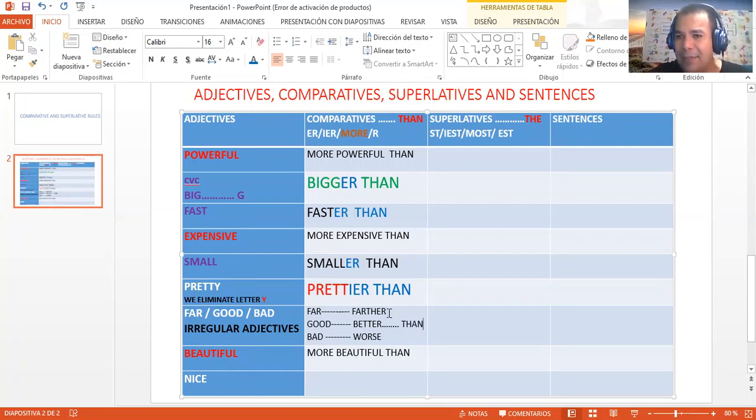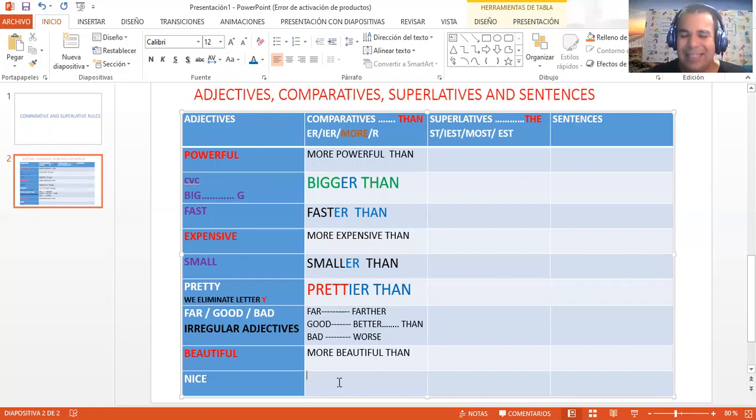So farther means distance. We're talking about the distance. For example, San Salvador is farther from Santa Tecla. But San Miguel is even farther than San Salvador. So that's the way that we use far, farther than. And good, better: it is better if you exercise. Worse: it is worse if you don't exercise. So that's the way that we use these three irregular adjectives.